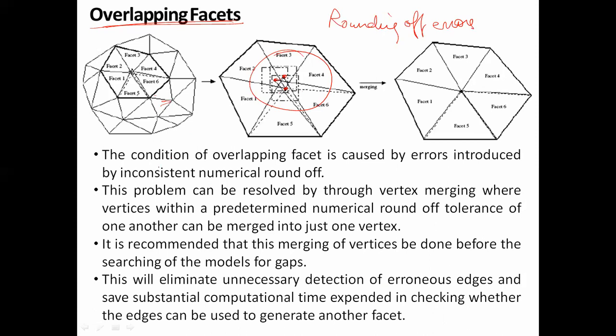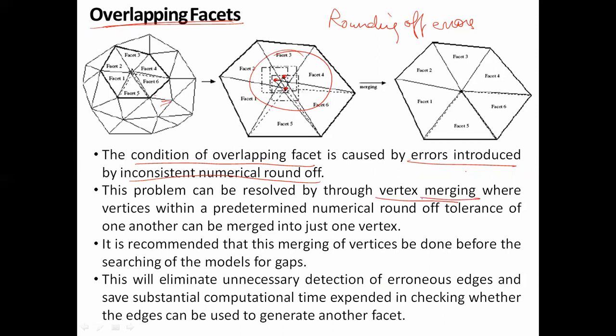The condition of overlapping is caused by errors introduced during inconsistent numerical round off. So 4.667 remains the same, but 4.759 becomes 5. Similarly, 4.016 becomes 4. If this condition happens, you get a gap, and if that condition happens, you start to observe overlaps. To eliminate this overlapping, it is pretty simple: we go for vertex merging.